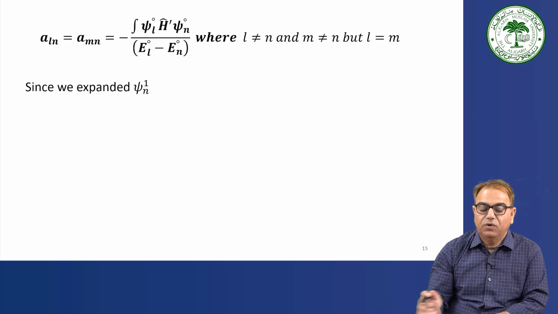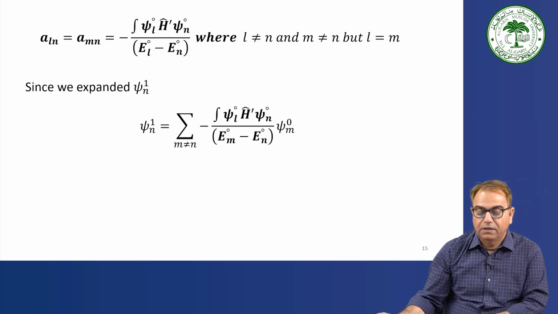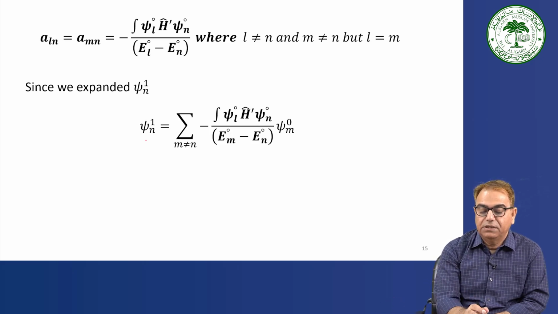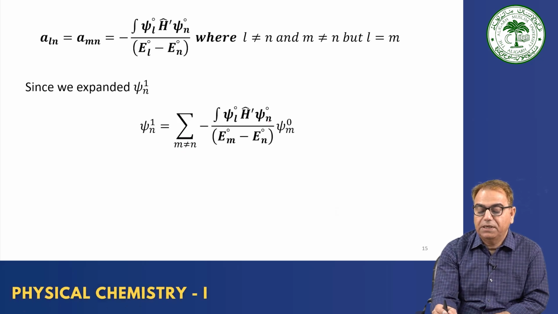Since we expanded what? Psi N1, so psi N1 is actually this one. Psi N1 is minus psi L naught H prime psi N naught, E M naught minus E N naught into psi M naught. This was the expansion, the A M N expansion.